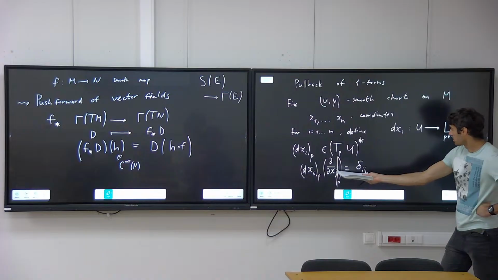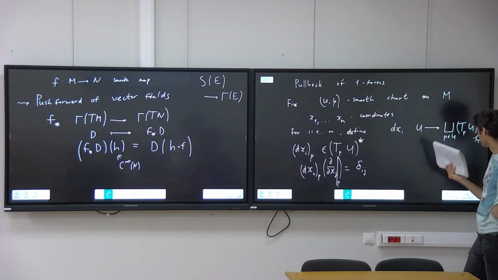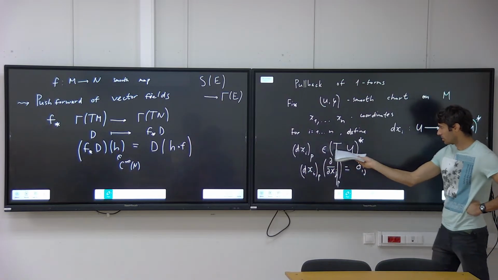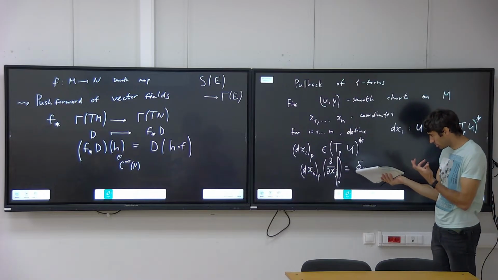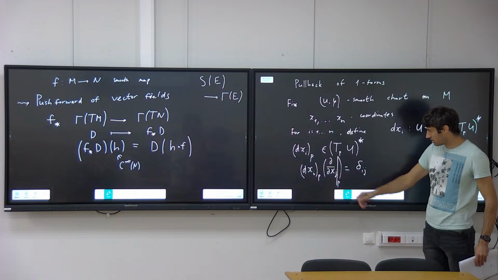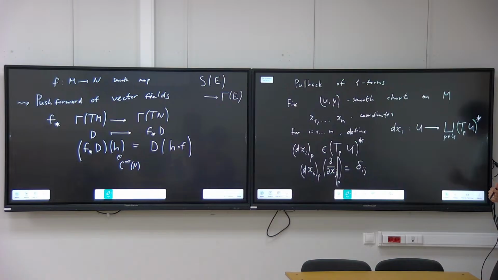Well, this is an element, this is a derivation at the point P, so this is an element of T_P U, and since by definition I know that this is inside, to define it completely I need to define it on a basis of T_P U. So that's what I'm doing. And so it's just do basis, yes.